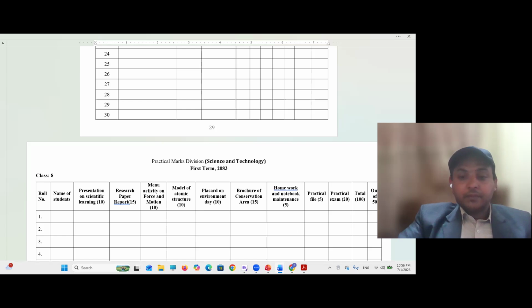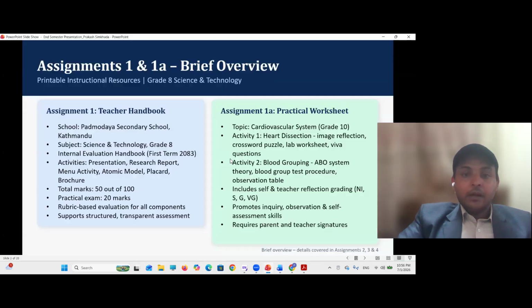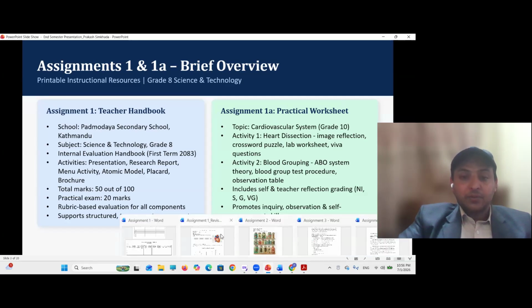Next one, I have prepared one practical worksheet on the human heart or cardiovascular system, circulatory system. Here I have designed mainly two activities. One is for heart dissection, another is for blood grouping identification. Here different types of assessment criteria are also mentioned.